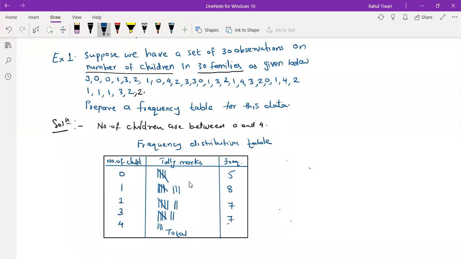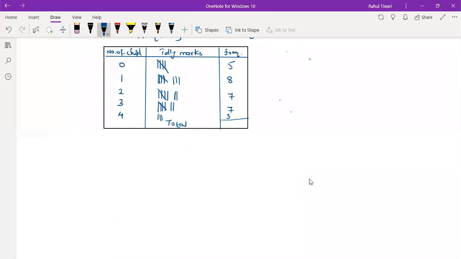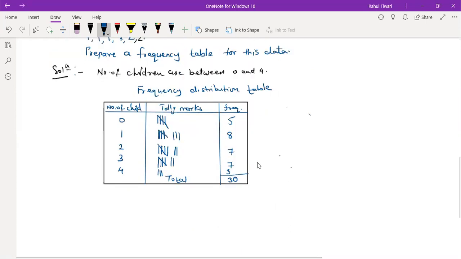Just check whether it is coming to 30 or not. Yes, sir, 30. So this is 30. That means you have written properly. Means you have counted properly.